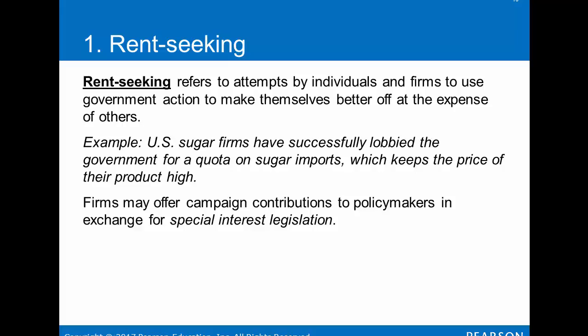Think about this. Other people could import sugar from other countries, but I'm a U.S. sugar manufacturer, and I could keep my price high by lobbying the government. Firms may offer campaign contributions to policymakers in exchange for what we call special interest legislation. Although the number of sugar firms in the U.S. and the number of workers working for these firms is small in comparison to the overall U.S., they have successfully lobbied for sugar import quotas.